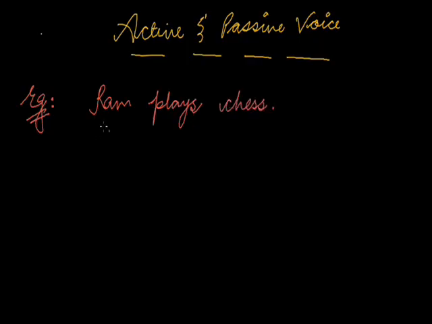Today we are going to study active and passive voice. So, before going into the details, let's see one example. For example, Ram plays chess. Ram is your subject, plays is your verb, and chess is your object. Ram here is at subject position and chess is at object position. So, this sentence is said to be in active voice.